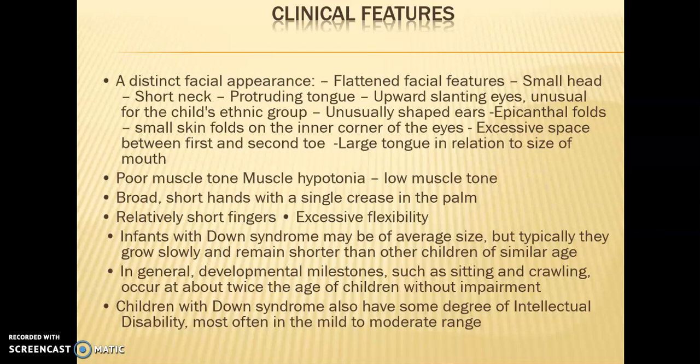Relatively, the upper limb, the forearm and fingers are comparatively shorter, and they show throughout the body, as we already told you. I told you that poor muscle tone, that is low muscle tone, is what we call hypotonia. Because muscle tone is less and ligaments are also lax, ligament laxity and low muscle tone lead to excessive flexibility, which is another danger.